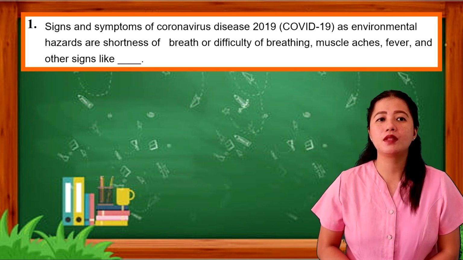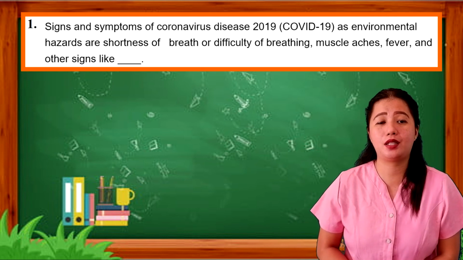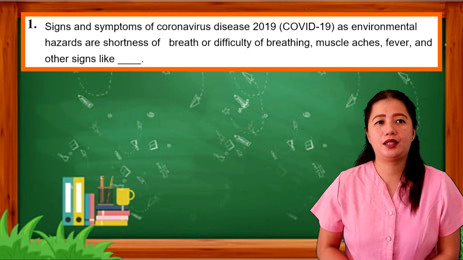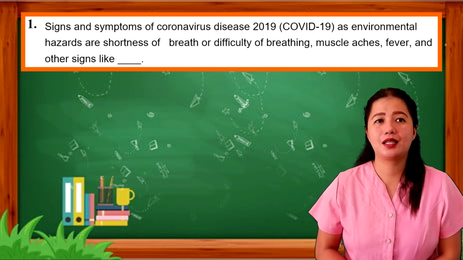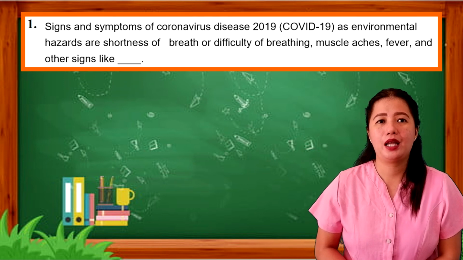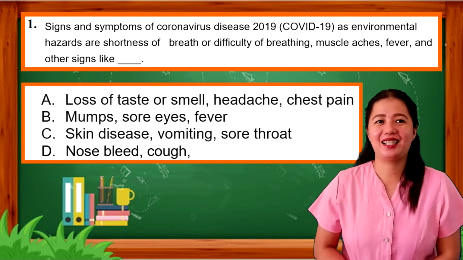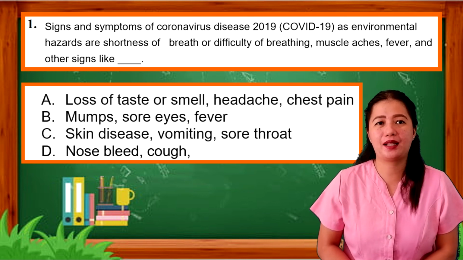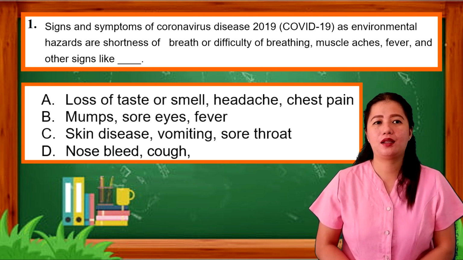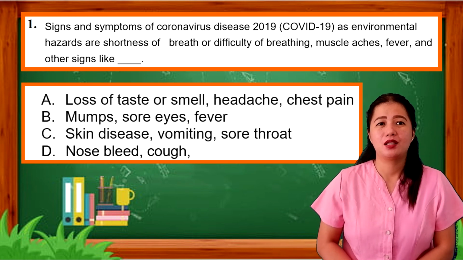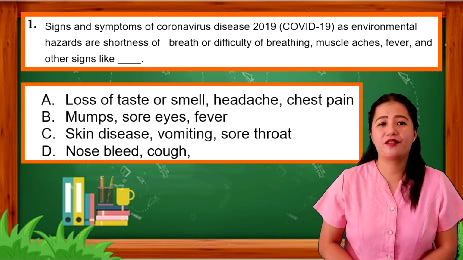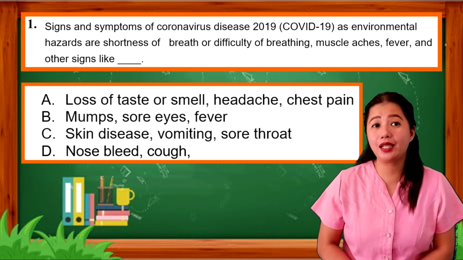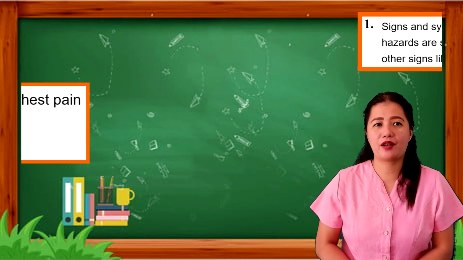Number 1. Signs and symptoms of coronavirus disease 2019 or COVID-19 as environmental hazards are shortness of breath or difficulty of breathing, muscle aches, fever, and other signs like: Letter A, loss of taste or smell, headache and chest pain. Letter B, mumps, sore eyes and fever. Letter C, skin disease, vomiting and sore throat.